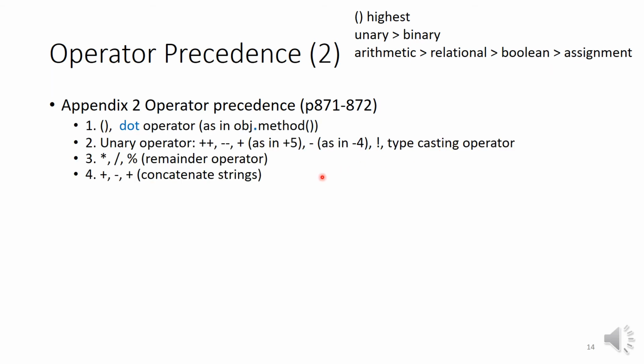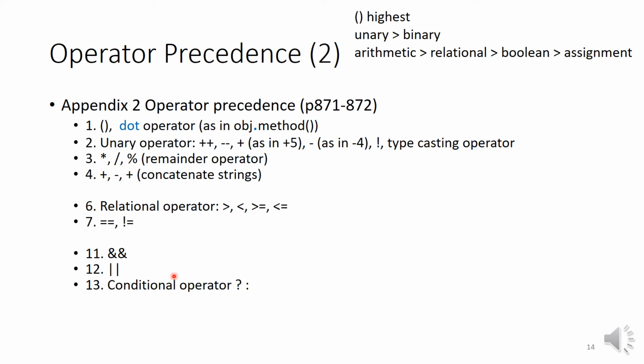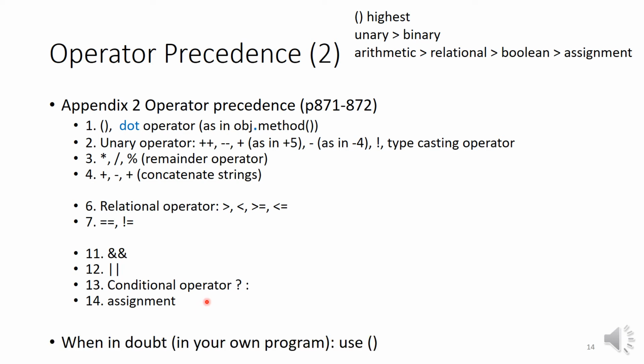Here are relevant operators from Appendix 2. Set 1: parentheses, dot operator, unary operators, and arithmetic operators. The next set are relational operators, Boolean operators, conditional operator, and the assignment operator. Consider using extra parentheses in your program when you are not sure about the precedence. You probably also don't want to pack too many operators into one expression.